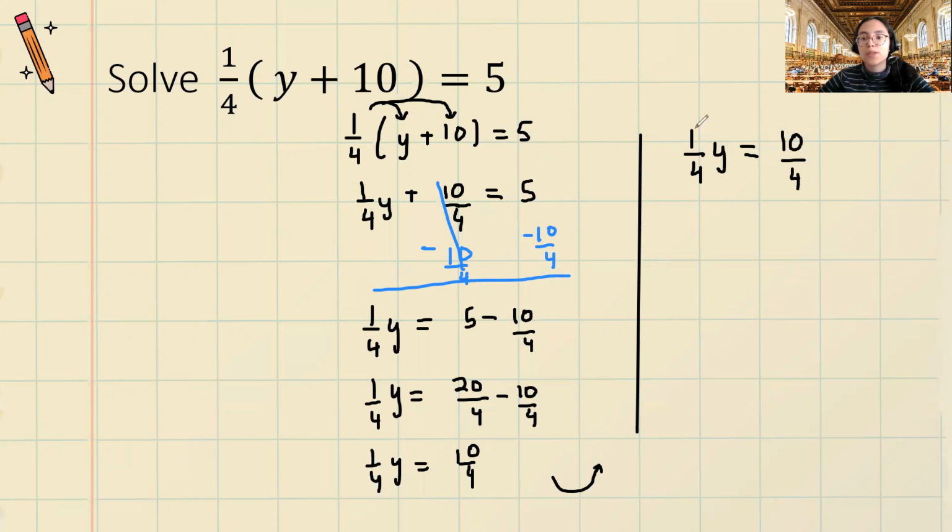Now I'm going to get rid of this 1/4 by multiplying by the reciprocal. So 4 over 1 on this side and 4 over 1 on this side. The 4's will cancel on the left-hand side, and I'm left with y. And on the right, I can just cancel this 4 and this 4, and my answer is y is equal to 10. So there you go. Another way that you could do it, if you really wanted to use the distributive property and if you were fearless of those fractions, you could do that. So let's go ahead and continue.